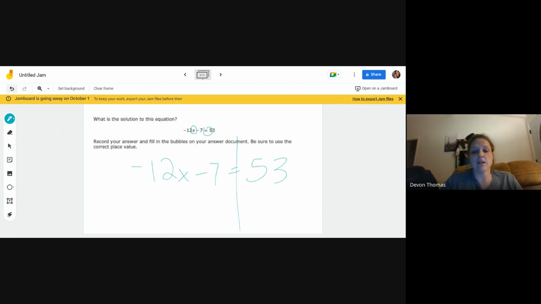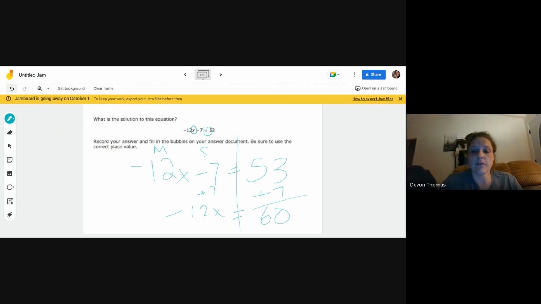We're going to separate it down the middle. Negative 12x, remember that's going to be multiplication, y'all. Negative 7 is subtraction. Oh, Miss Thomas, it's a negative 7. Yeah, that's the same thing as a minus 7. We've discussed this 75,000 times. So first thing we're going to hit is the plus 7. Okay, that gives you 60 here.